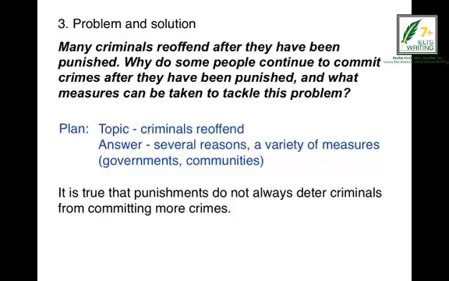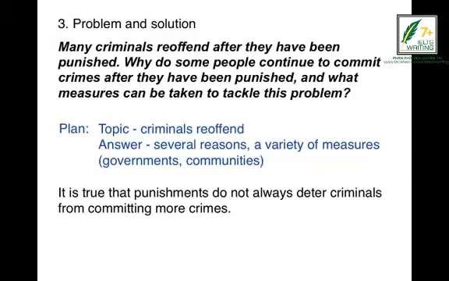I often begin a problem and solution introduction with "it is true that," because we can accept that the problem is true. We have a problem and we're accepting it. It is true that punishments do not always deter criminals. Deter is a good word to use there. It means stop criminals or stop them from wanting to commit crimes.